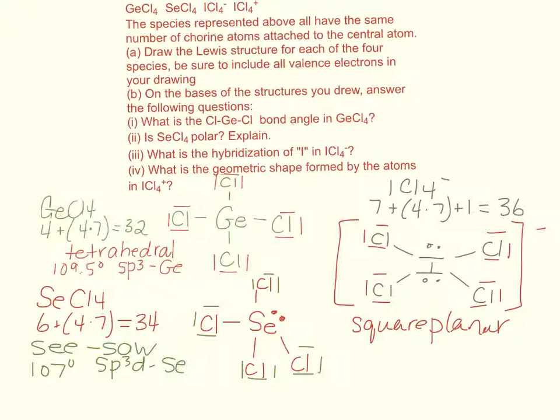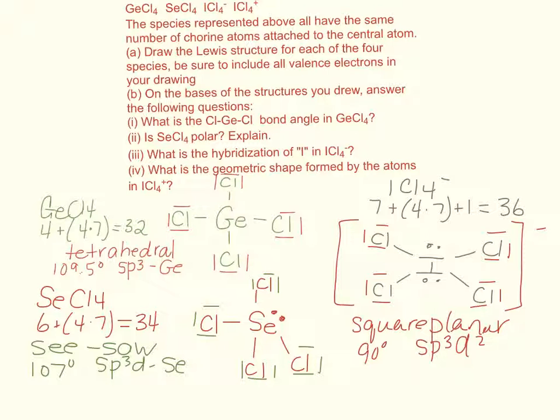The bond angle in square planars, remember you have 4 coming out from the plane, all 90 degrees, then 1 north and south, also 90 degrees. So this is 90 degrees. And our hybridization around the I is going to be s, p1, p2, p3, d, and then d2. So sp3d2. All right. We have 1 left.